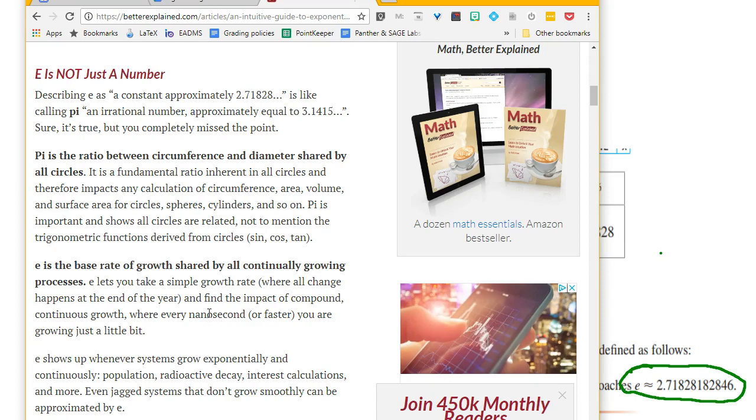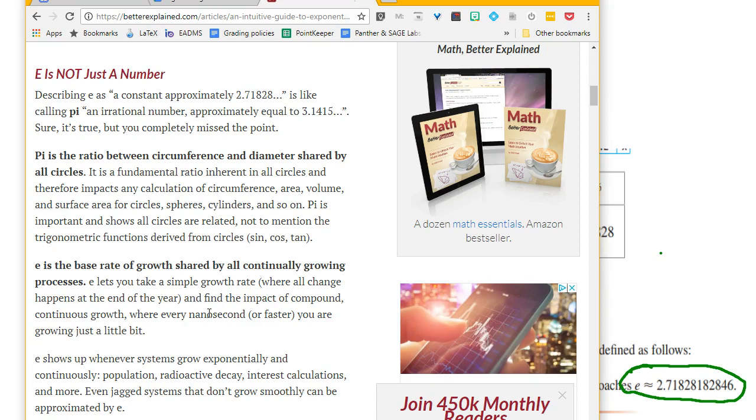Describing E as a constant is like calling pi an irrational number approximately equal to 3.14. Pi is the ratio between the circumference of a circle and the diameter of a circle, and that's true for all circles. So pi is a pretty big deal in addition to being this number. And it turns out that the same is true for E.